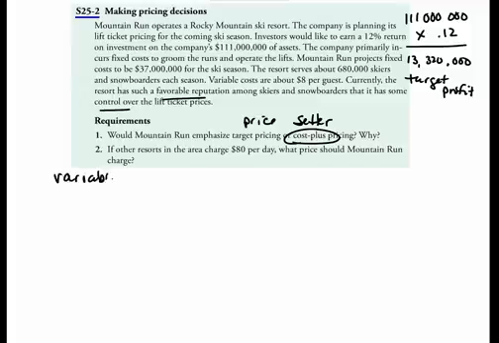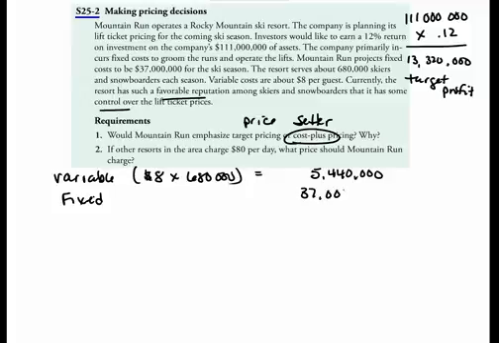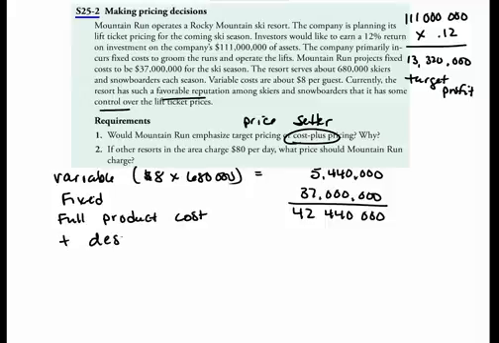So their variable costs would be $8 a guest, and they have 680,000 guests. So their variable costs are $5,440,000. Their fixed costs, they told us, were $37 million. So that means their full product costs are those two together. So that's $42,440. We add in our target profit, or our desired profit, which is the 13,320 that I figured up here.